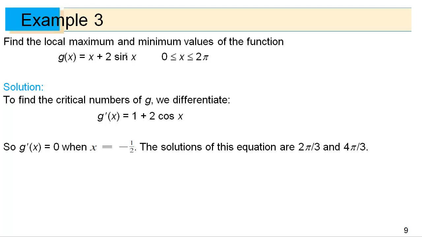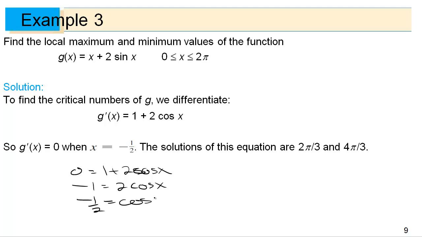So here's our derivative. Derivative of x is 1. Derivative of sine is cosine. So we get 2 cosine x plus 1. Set that equal to 0. When you set that equal to 0, you get 0 equals 1 plus 2 cosine x. Negative 1 equals 2 cosine x. Negative 1/2 equals cosine x. And then you've got to figure out, when does cosine x equal negative 1/2?